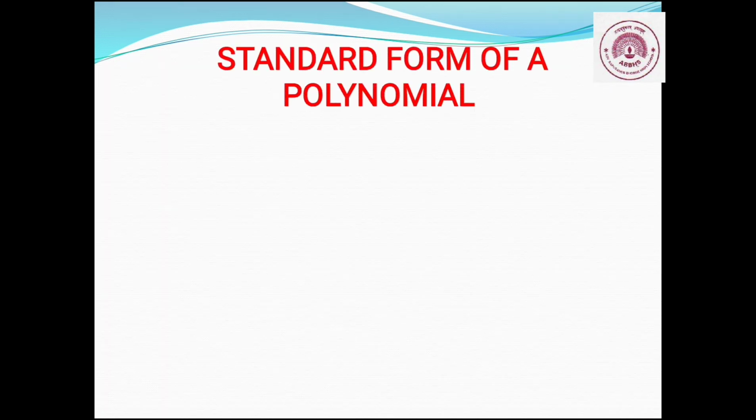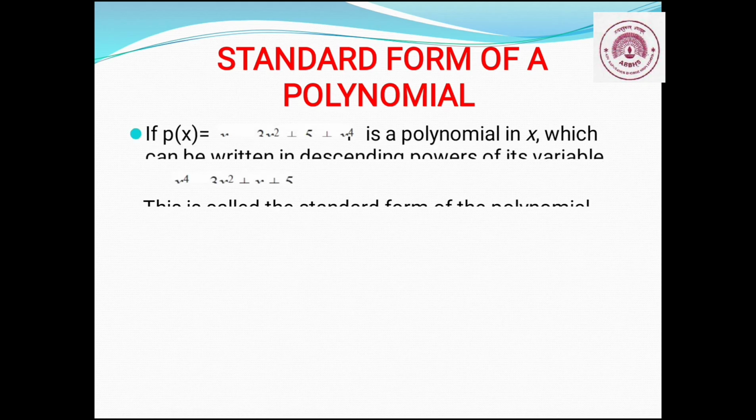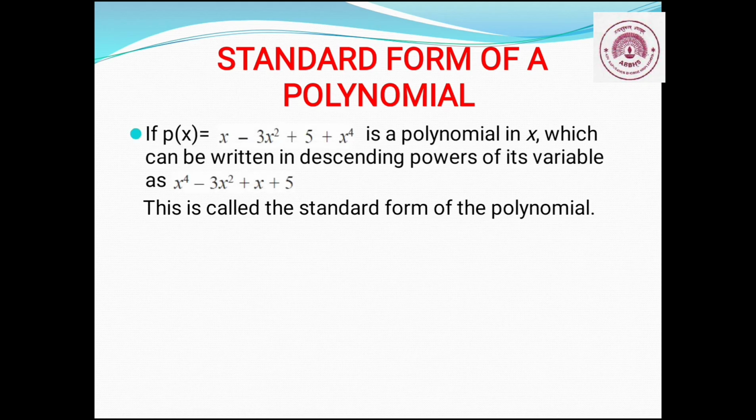Standard form of a polynomial. If p of x equals x minus 3x square plus 5 plus x raised to power 4 is a polynomial in x, it can be written in descending powers of its variable as x raised to power 4 minus 3x square plus x plus 5. This is called the standard form of the polynomial. Let's see one more example.